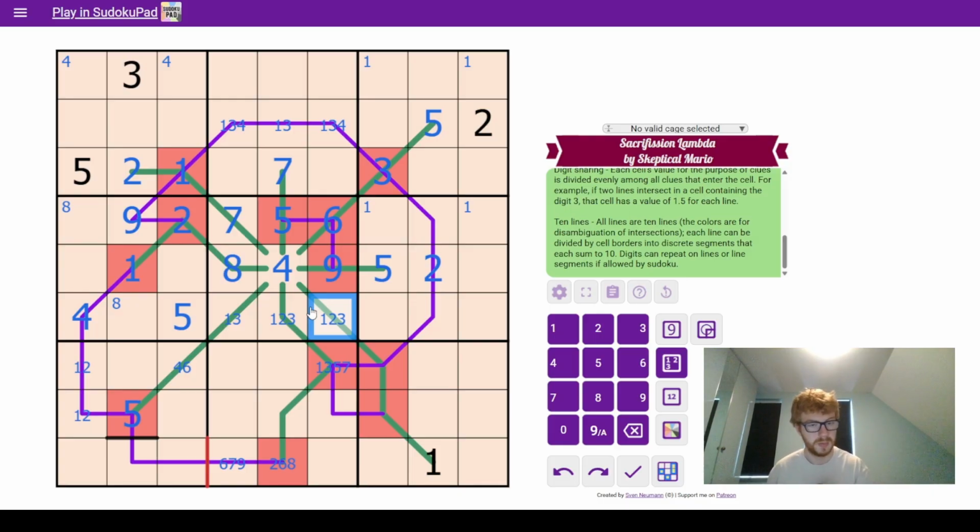I don't know. This is still difficult. Could this be a 10 line? And that's an 8. That does seem to work to me.